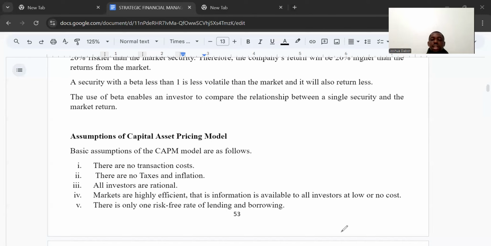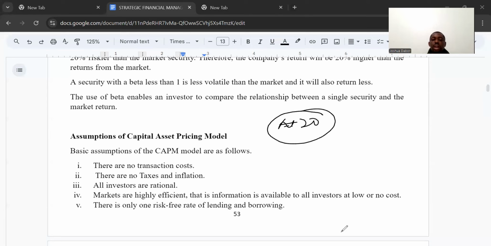The next one is the markets are highly efficient. That is, information is available to all investors at low or no cost. Efficiency in the market. So whatever the share price is, if the share price is 20 naira, for instance, we assume that the market is efficient.